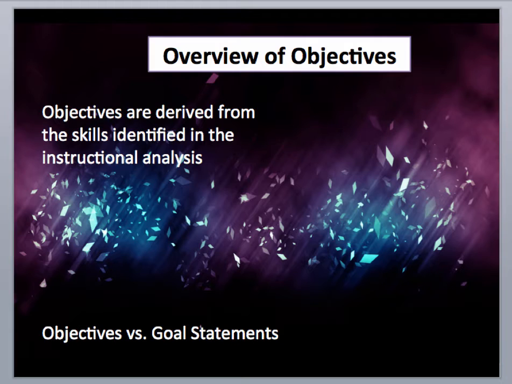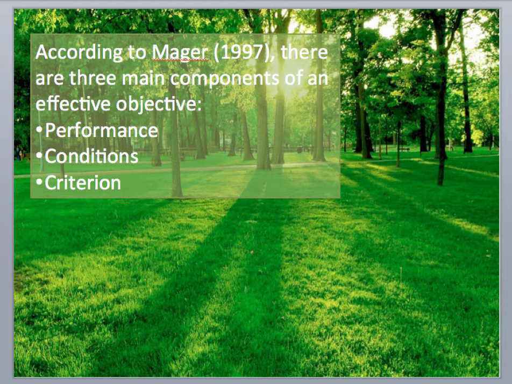So if a goal statement is written in the form of an objective, we call that a terminal objective. The terminal objective has all the components of a performance objective, but its conditions reflect the context that will be available in the learning environment as opposed to the performance environment that we talked about when we did goals. So that's the main difference there. It's a matter of the context.